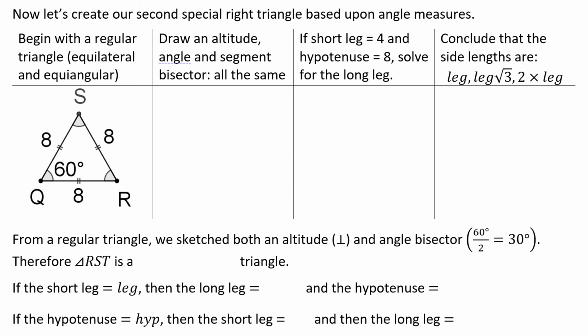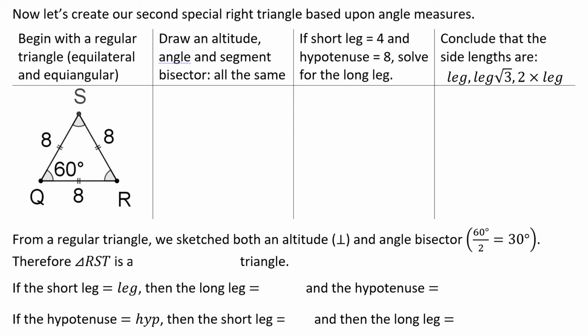We looked at one special right triangle based on angles, the 45-45-90. There's one more to go. You might remember what it is. We create it by first creating a regular triangle, an equilateral and equiangular triangle. So all 3 sides are the same length. In this case, they are 8. And all 3 angles are the same. 180 divided by 3 equals 60. Angles Q, R, and S are all 60 degrees.